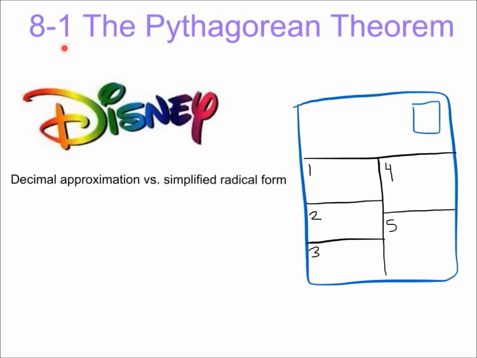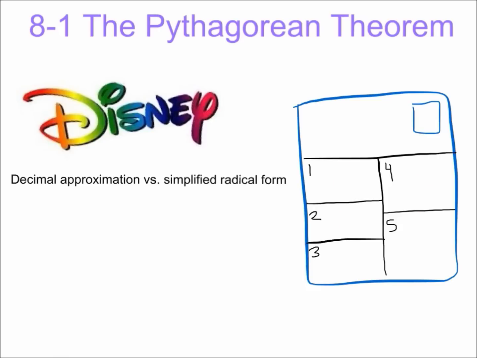Today your notes are on 8-1, the Pythagorean theorem, and your notes are brought to you by Disney. You're going to be taking some short notes at the top of your notes, and the remainder of your page, 3/4 of your page, should be split as follows. You'll be doing 5 examples. 3 of them are relatively short, and 2 of them are kind of large.